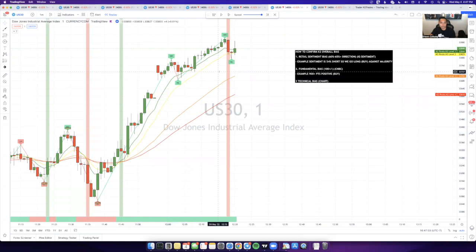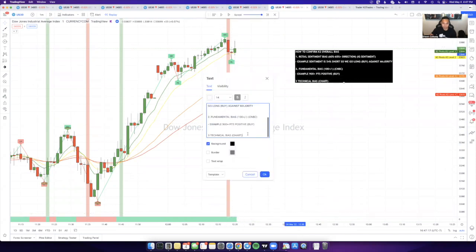You can also use the K2 trend meter below here. If it's green, that means that price is trending upwards. If it's red, it means that price is trending downwards. So pretty self-explanatory. You can see obviously right here, the trend meter is green and price is above the pivots. Example: technical bias is bullish, using the K2 pivots plus the K2 trend meter.